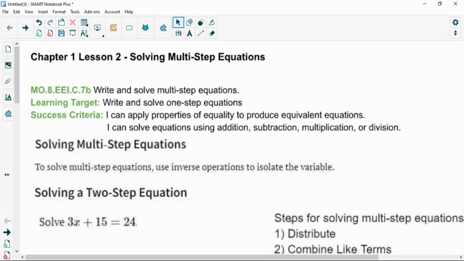Chapter 1, Lesson 2, Solving Multi-Step Equations. We're building on where we left off with our simple equations, where we used one step in order to find the solution.